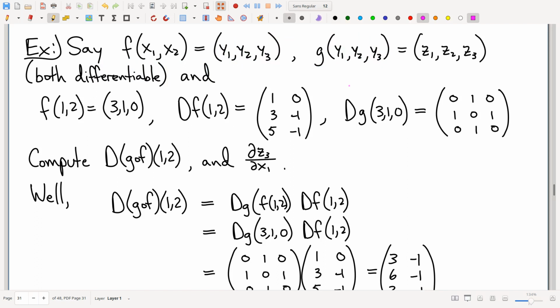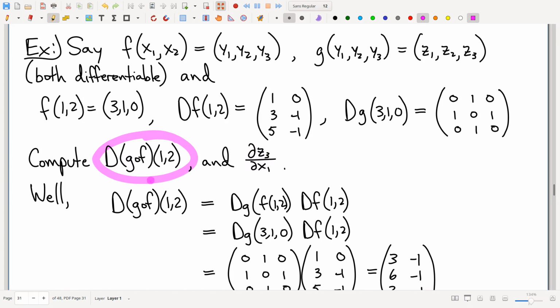We are given that these are differentiable, which we kind of need for any of our derivatives to actually make sense. And then we're given these other 3 pieces of information that we may or may not be able to make use of as we work the question. There are 2 questions being asked. First, we want to compute that composition derivative. And second, we want to compute this specific partial derivative. We'll come back to that second half of the question in just a minute. Let's focus for the moment on the first half.